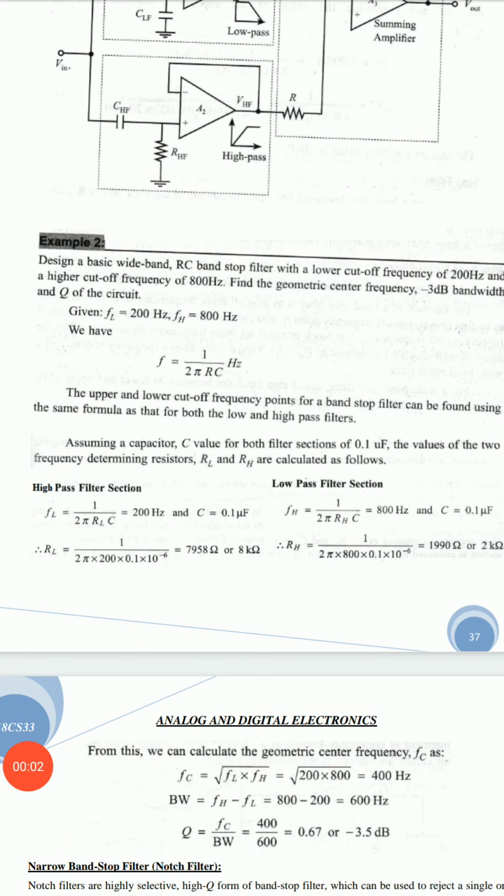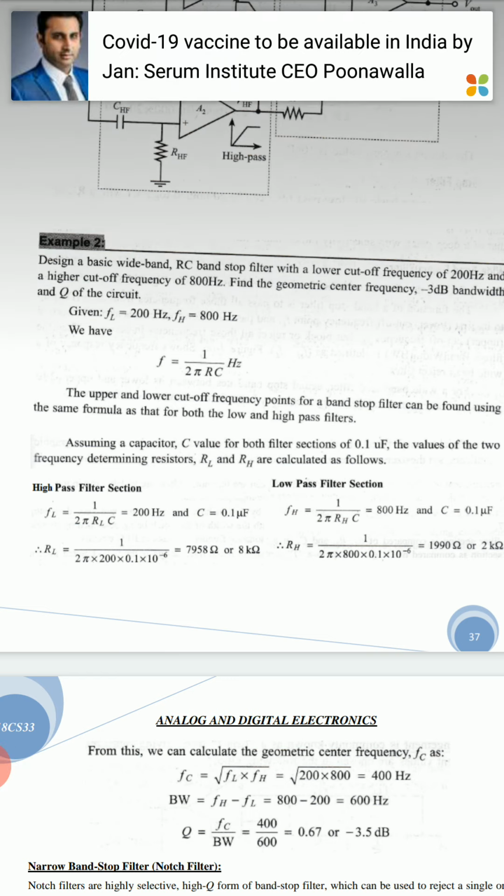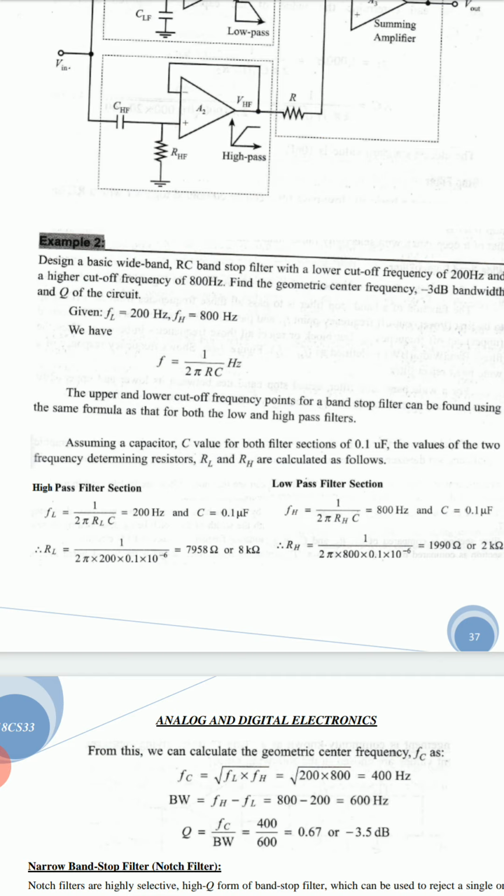Good morning, students. Today we have to discuss some problematic parts of bandpass filters and the rest of the other topics we'll see.